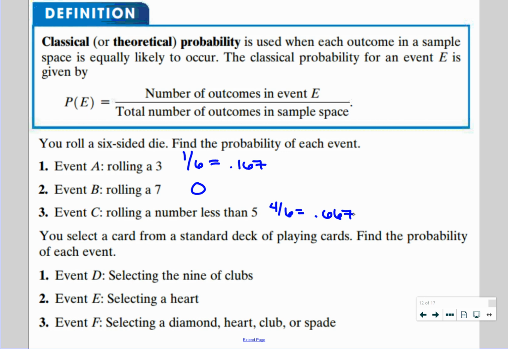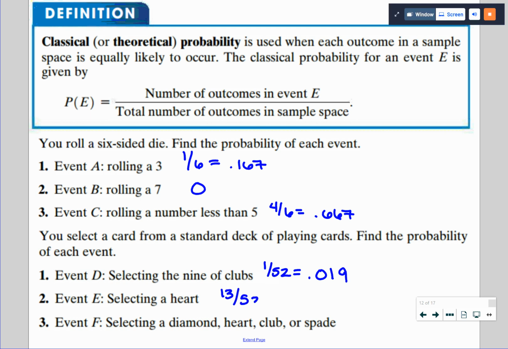Next event: what's the probability of selecting a 9 of clubs if I pick one card? How many 9 of clubs are there in a deck of cards? 1. 1 out of 52, or 0.019. Selecting a heart, one of our suits: 13 out of 52, or 1 out of 4, or 0.25.